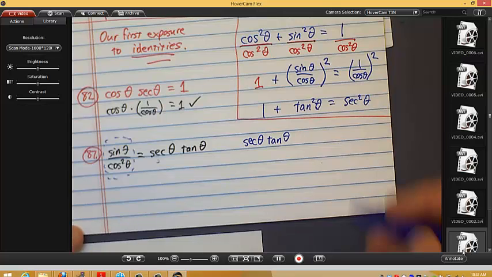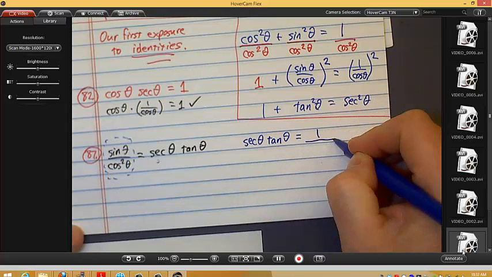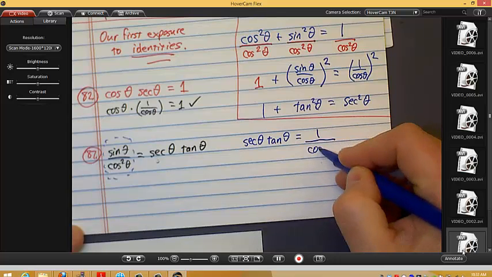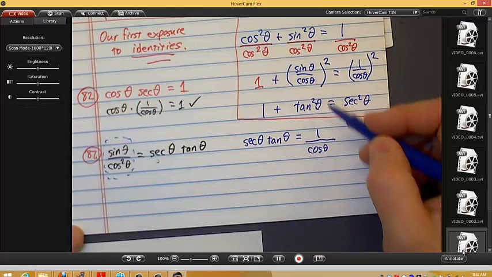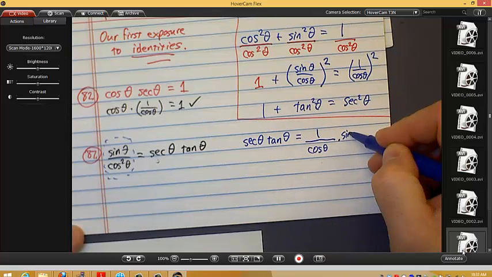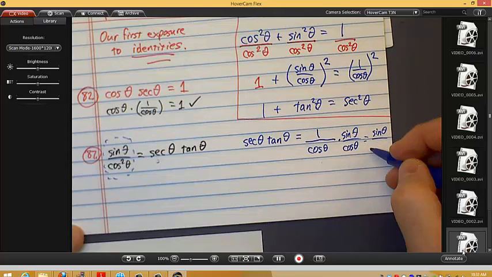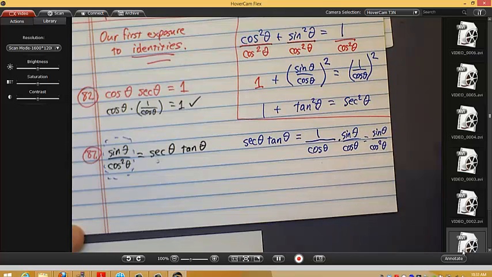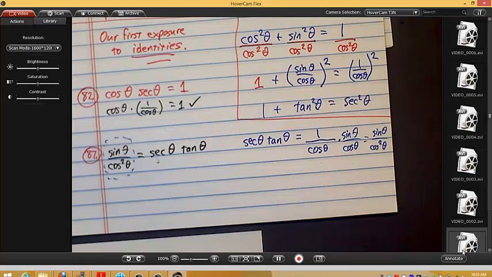So secant theta, tangent theta, what does that equal? Well, secant theta is the same as 1 over what? Cosine theta. Tangent of theta, I can rewrite as sine of theta over cosine theta. And now I just have two fractions. If I multiply them together, I get the sine of theta over cosine squared theta, which is what we had started with. Make sense? That one's more worthy of my attention.